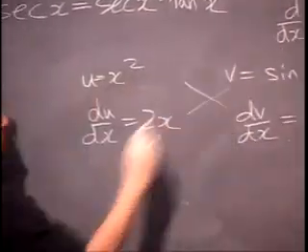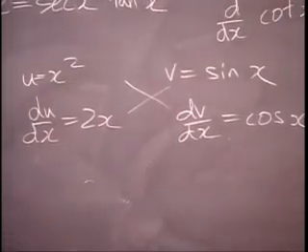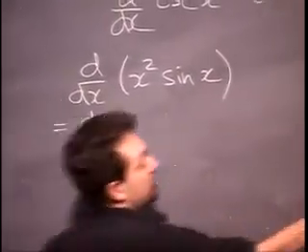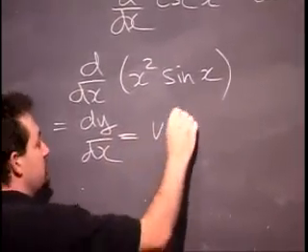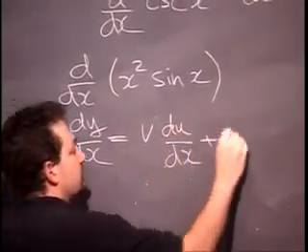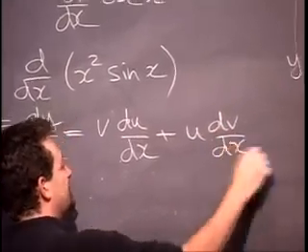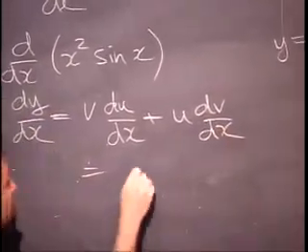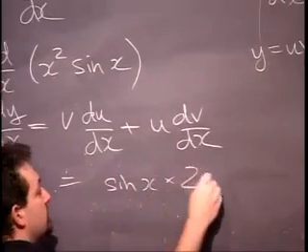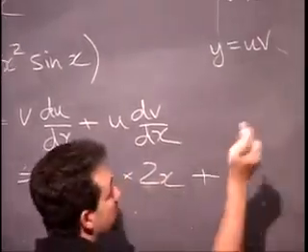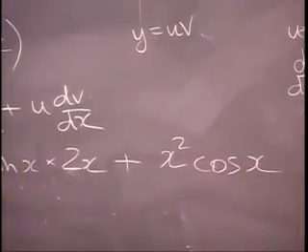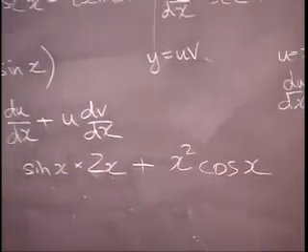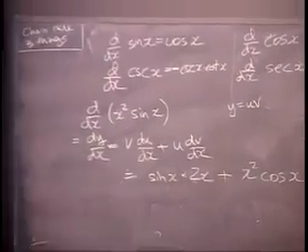And now you just do the cross multiplication. So this is dy dx, where y happens to be equal to uv. So by the product rule, it's v du dx plus u dv dx. V is sine x times 2x, the derivative of u, plus u, x squared, times the derivative of v, cosine x. So it's sine x times 2x plus x squared times cosine x. Not so bad.